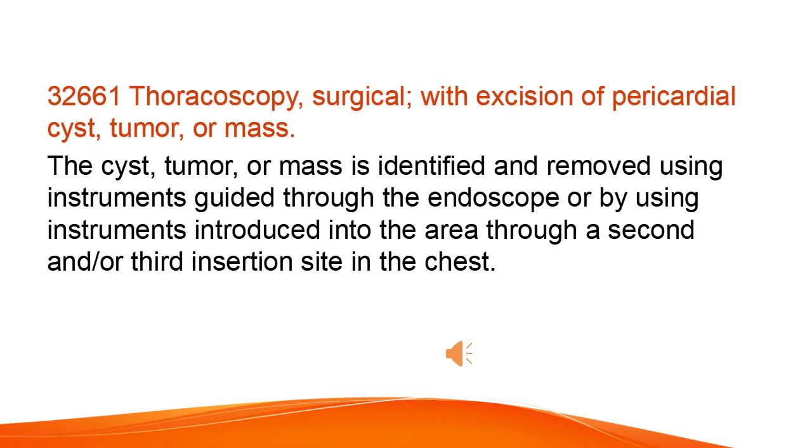Thoracoscopy, surgical, with excision of pericardial cyst, tumor, or mass. The cyst, tumor, or mass is identified and removed using instruments guided through the endoscope or by using instruments introduced into the area through a second or third insertion site in the chest.